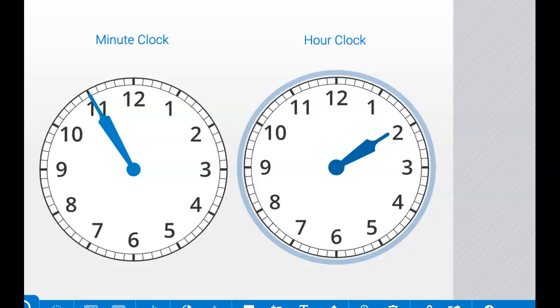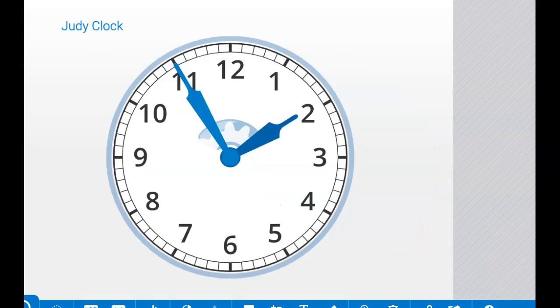You may have noticed that the minute hand on our minute clock has moved from the 8 to the 11. You may also have noticed that the hand on our hour clock is really close to the number 2 now. What time does our clock read? Let's have a look at our Big Judy clock to see what time our clock reads.